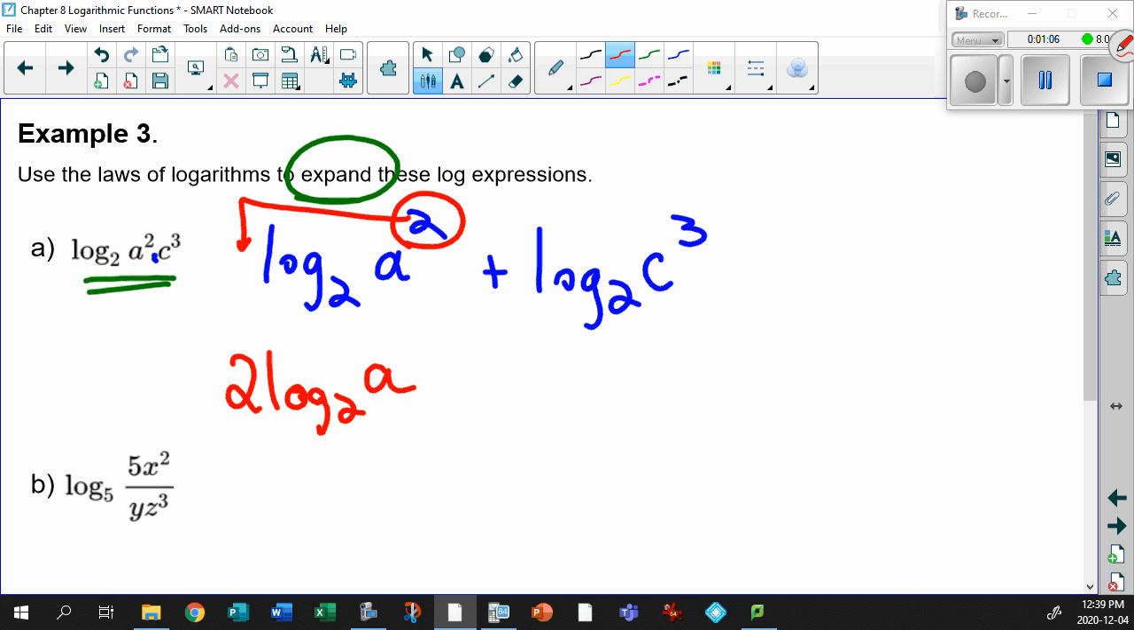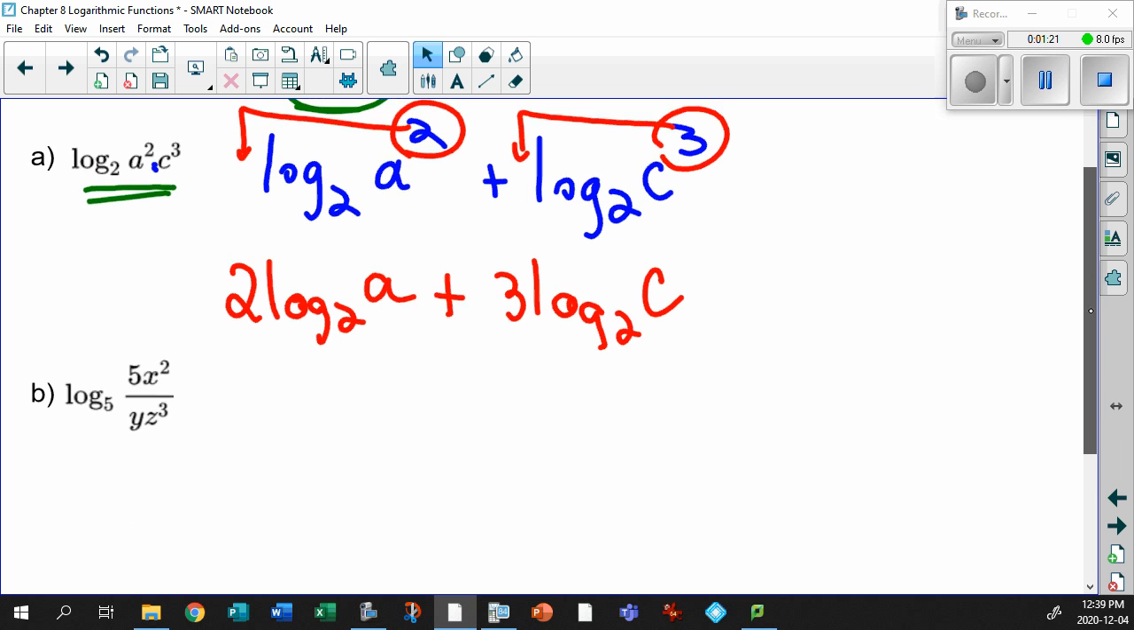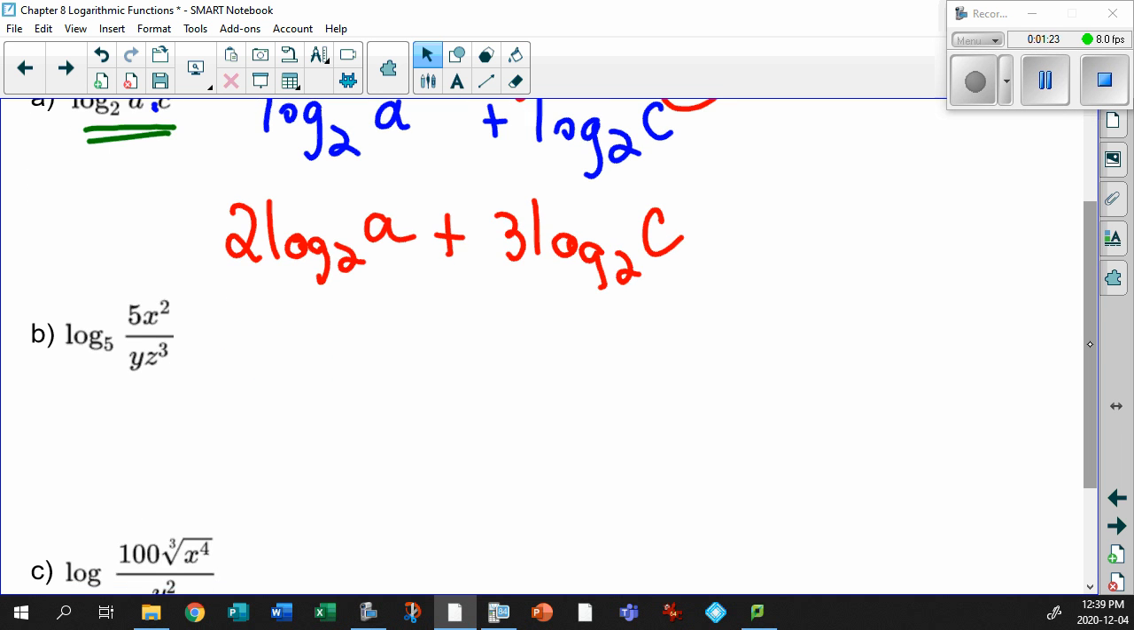There's as expanded as you can go. Same with this guy. Look, bring it up front. This is going to be plus 3 log base 2 of c. There's your expanded form. Next question. That's straightforward. That's simple. And the whole reason behind these is so that you could start getting really, really comfortable with the log laws. Okay, let's take a look at the next one.